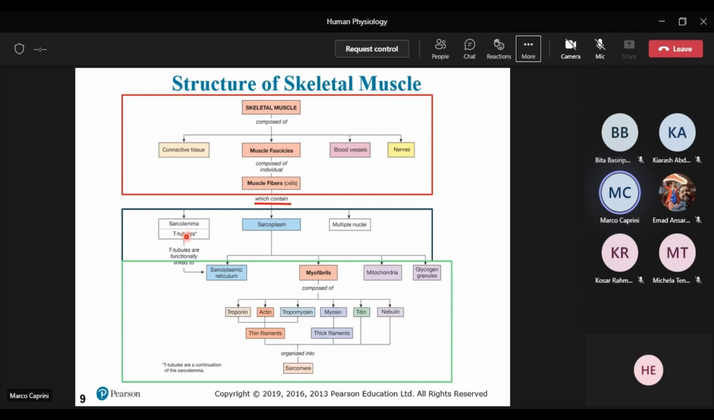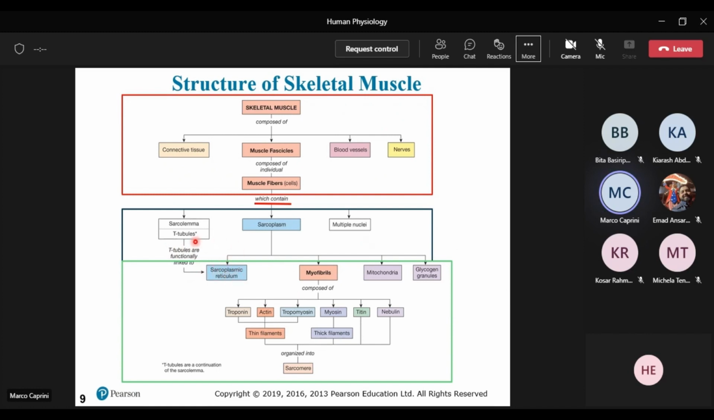The T-tubules are membranes. They are sarcolemma that moves from the outside of the cell to the inside of the cell. So they are membranes in continuity with the sarcolemma that go inside, deep into the muscle. Obviously, when we contract a muscle, we have to contract the entire muscle, not only the external part. And we will see that these T-tubules are functionally linked to the sarcoplasmic reticulum, where the calcium is stored.